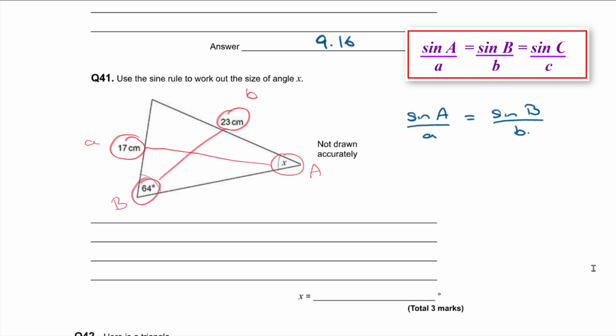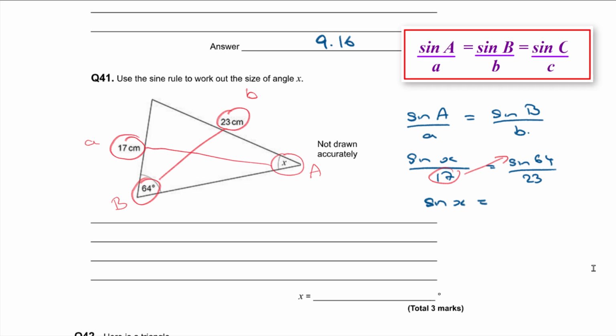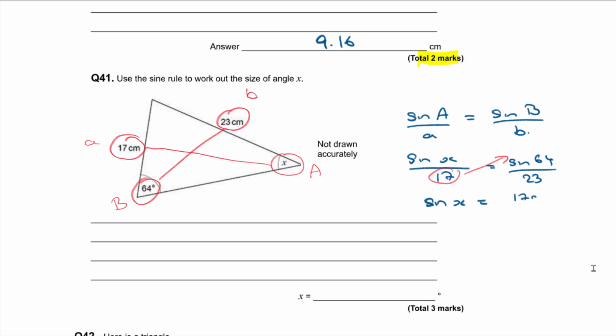Right, so then once we've written it down, sub in. So I'm going to substitute back in for x now, so sine x over a, which is 17, is equal to sine b, which is 64, over b, which is 23. Okay, need to get x by itself. Let's just cross multiply that 17 over to the other side. I'm going to get sine x equals 17 sine 64 over 23. So then x is going to be the inverse sine of that then, isn't it? 17 sine 64 over 23.